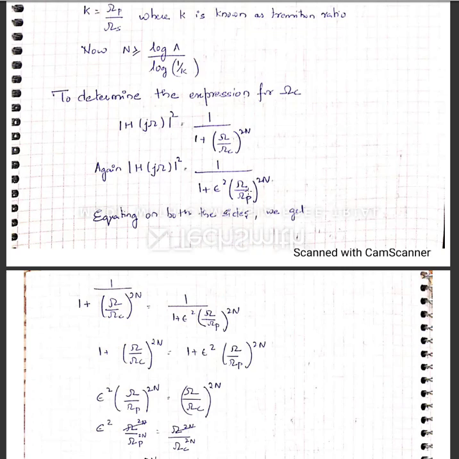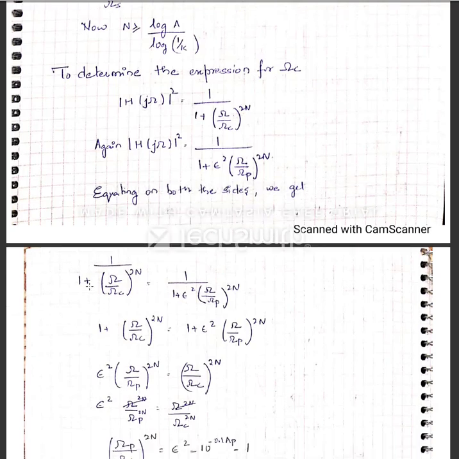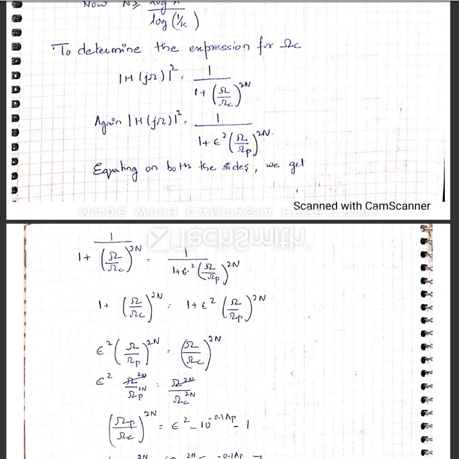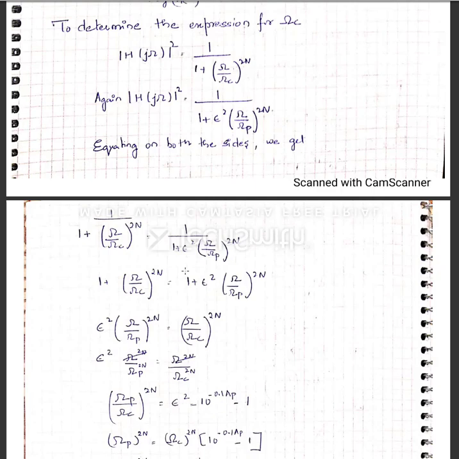Same thing that we had, 1 plus omega square, we know this. This also we have seen for the squared magnitude frequency response. Now equating on both sides. The left hand sides are equal, so the right hand sides we are equating. So 1 by 1 plus (omega by omega c) to the power 2n will be equal to this particular term. Both are 1 by, so I can write this as 1 plus (omega by omega c) to the power 2n equals this.